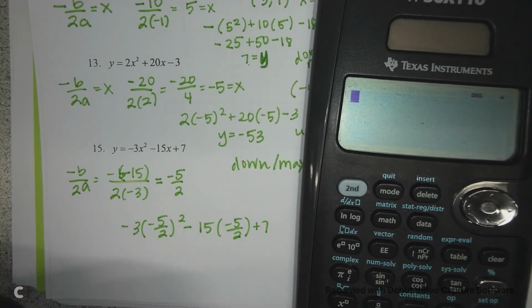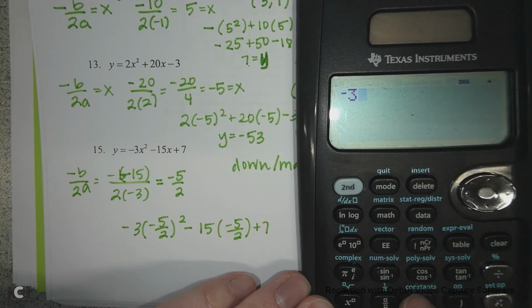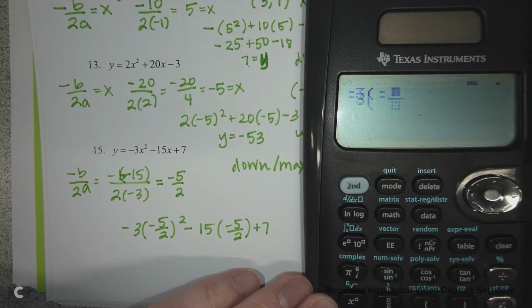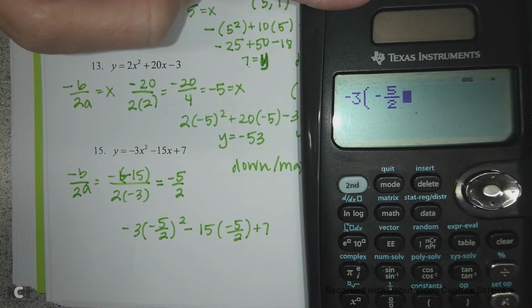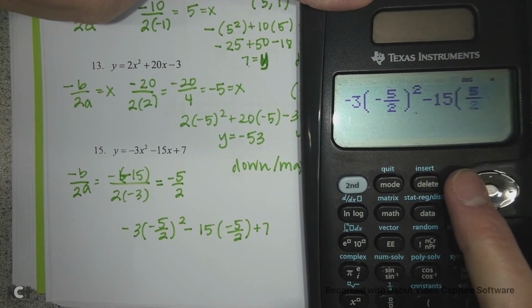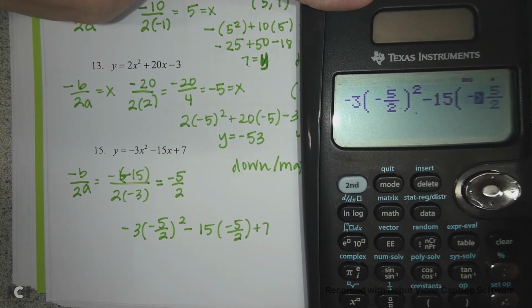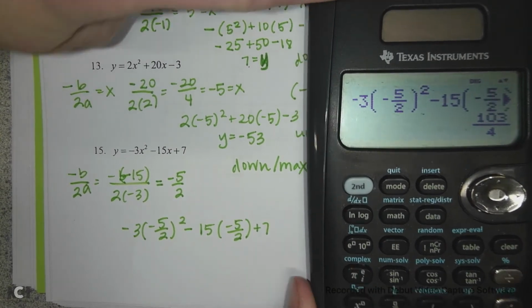Okay, negative 3 parentheses, negative 5 over 2. Wow, that's really annoying. Hold on. Okay, that's better. Minus 15 times negative 5 over 2, plus 7 is 103 over 4.